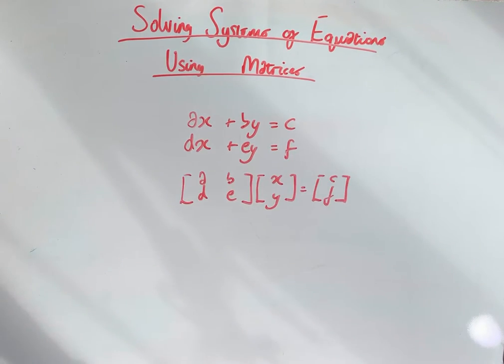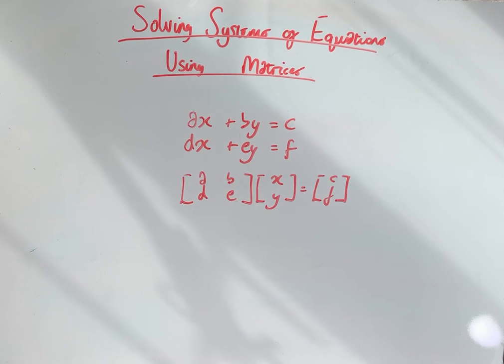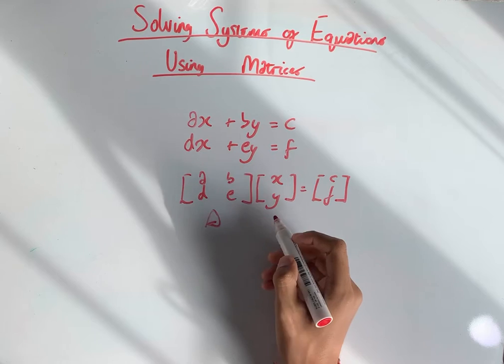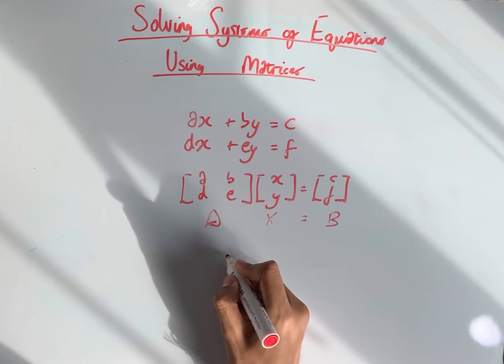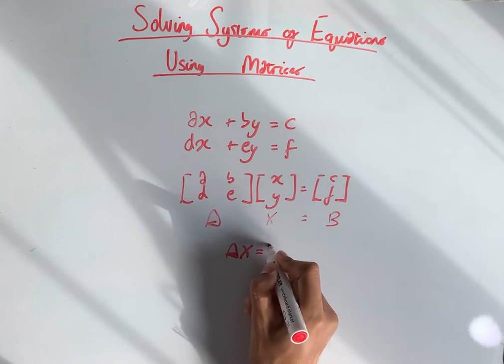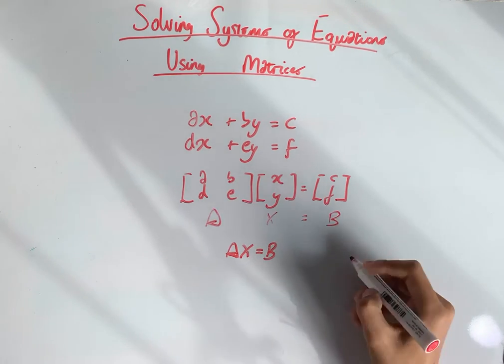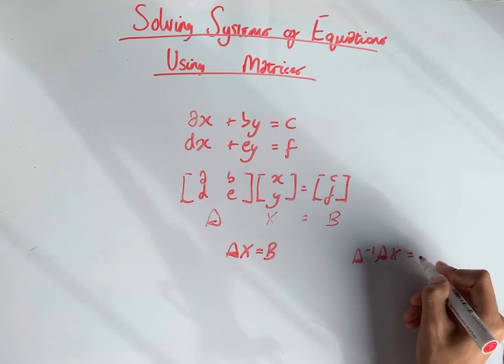And you can prove this is true by performing a matrix multiplication and equating the elements of each matrix. We'll let this matrix be represented by capital A, this by capital X, and this by capital B. So the matrix equation can then be reduced to AX equals B. Now we can rearrange for X. With matrices we cannot divide, but we can pre-multiply by the inverse, which means we can take A minus 1 and multiply it by the whole equation.